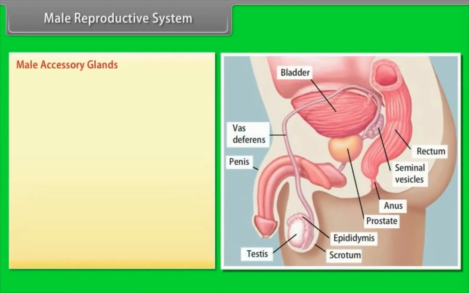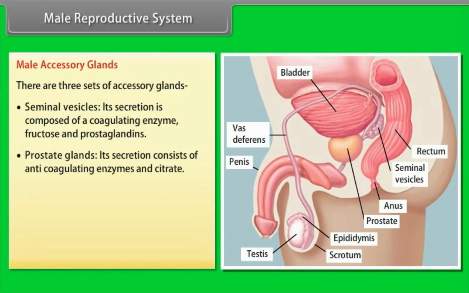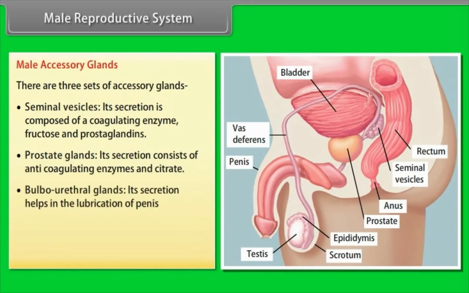Male accessory glands. There are three sets of accessory glands. Seminal vesicles: its secretion is composed of a coagulating enzyme, fructose, and prostaglandins. Prostate gland: its secretion consists of anticoagulating enzymes and citrate. Bulbourethral glands: its secretion helps in lubrication of the penis. Secretions of these glands constitute the seminal plasma.